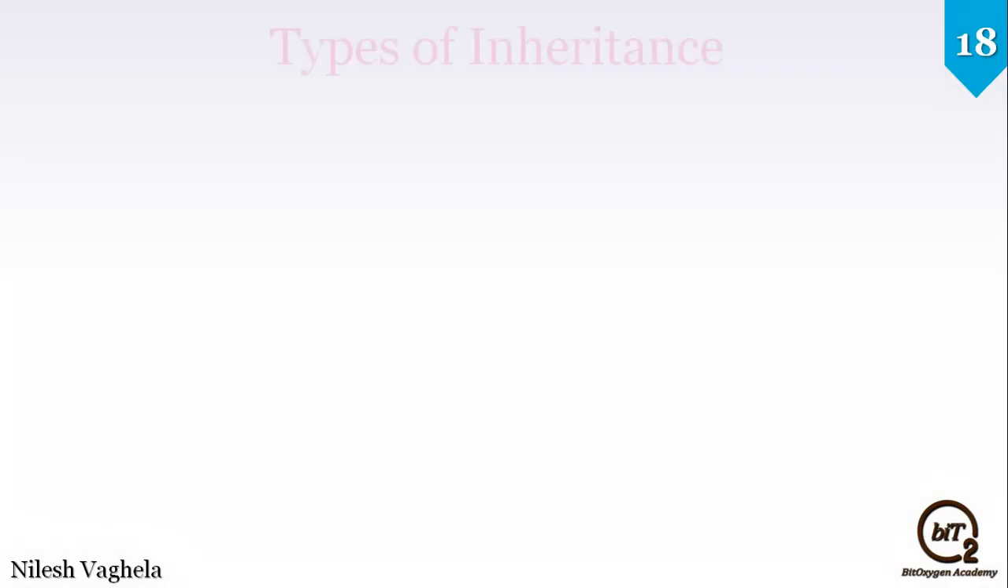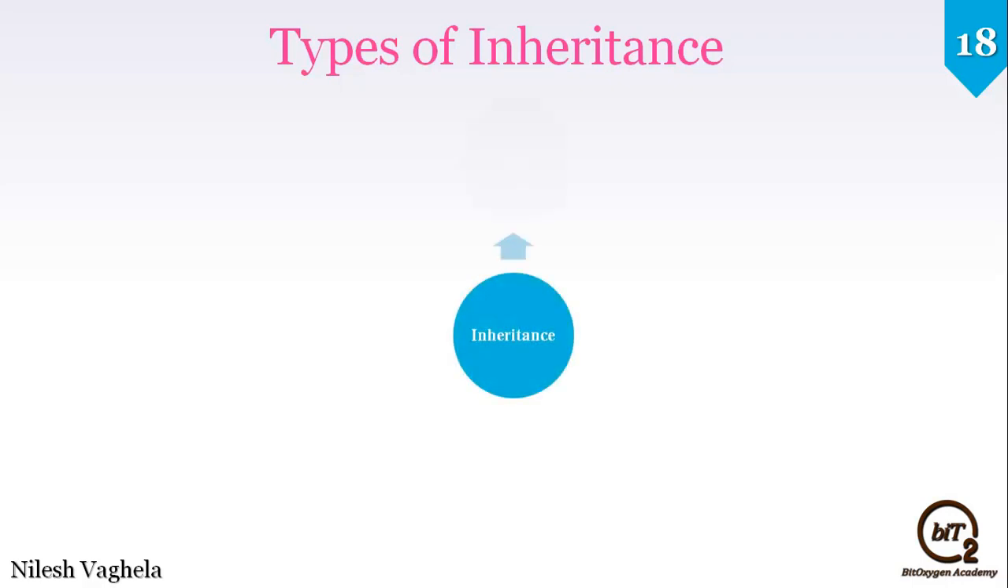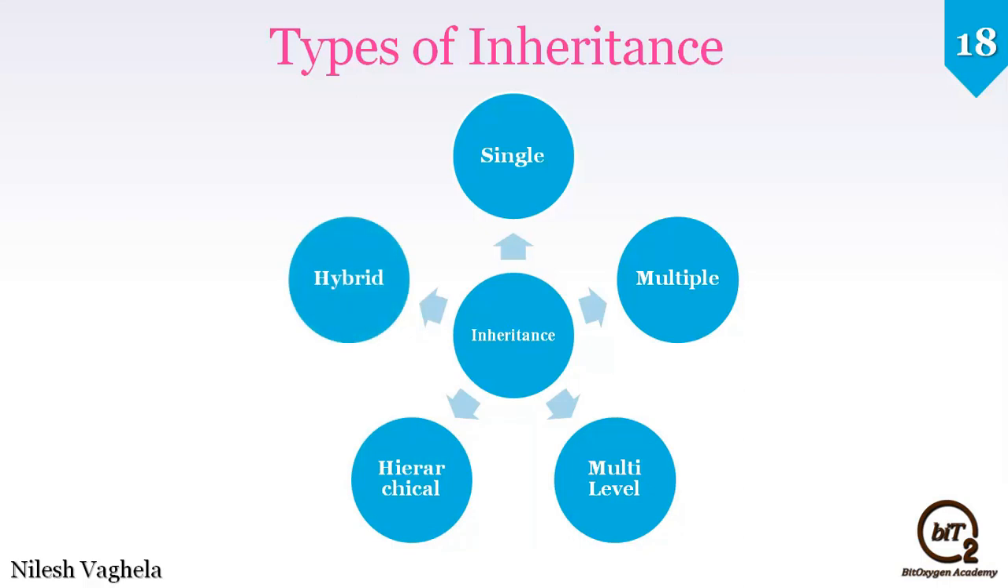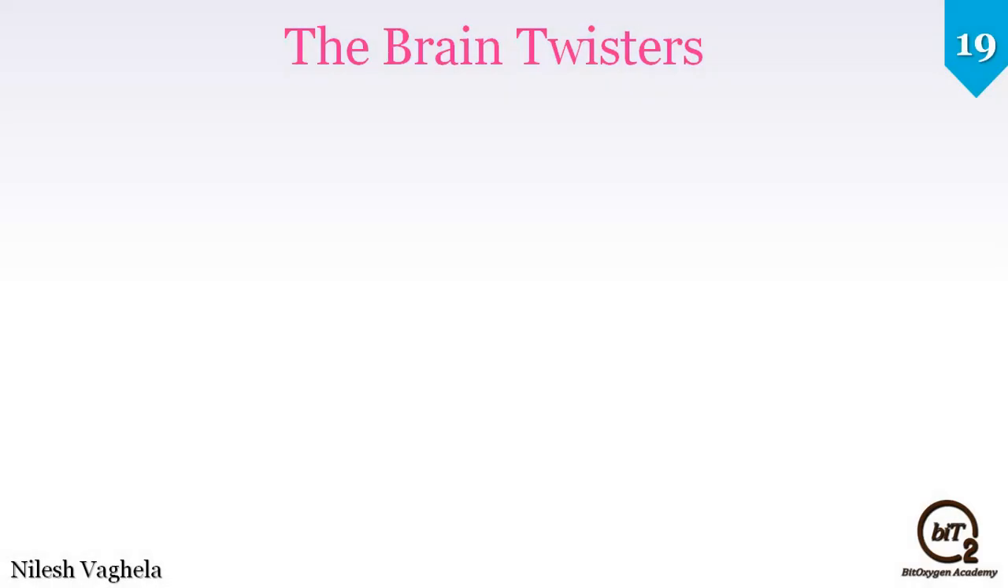Now we will see types of inheritance. Inheritance is categorized into 5 types: single inheritance, multiple inheritance, multi-level inheritance, hierarchical inheritance and hybrid inheritance. We will have separate video tutorials with demo programs and examples of each inheritance.